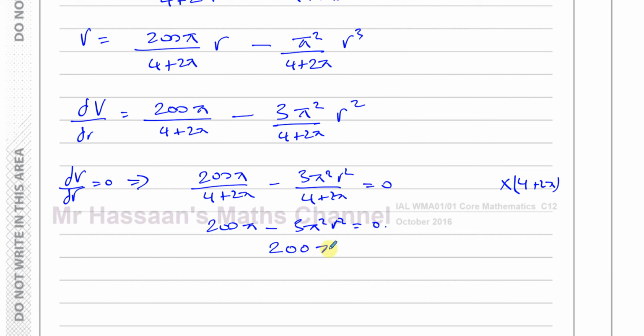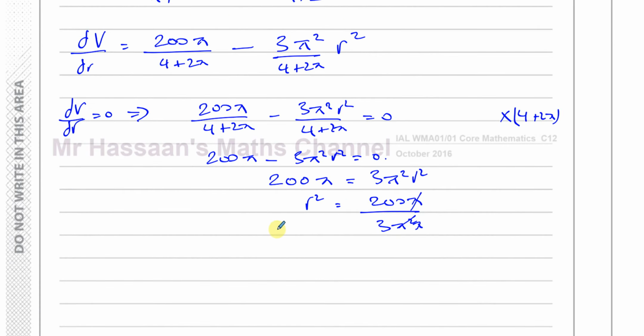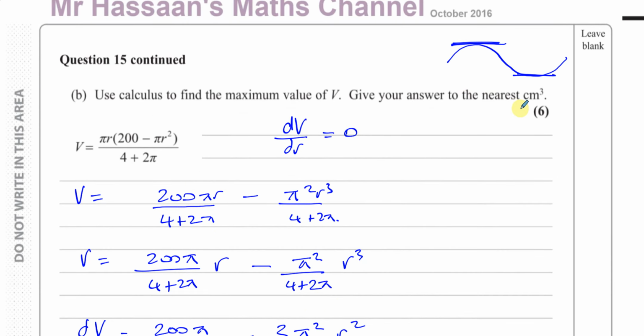So 200 pi is equal to 3 pi squared r squared. So we can therefore say that r squared is equal to 200 pi over 3 pi squared. One of the pi's cancels out. So we can say r is equal to the square root of 200 over 3 pi. That's the value of r. Now, they didn't ask us to find r. They asked us to find V.